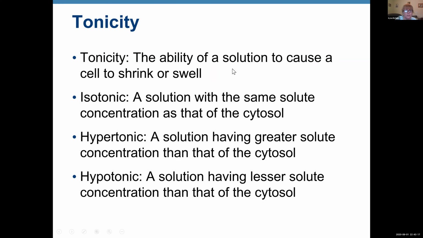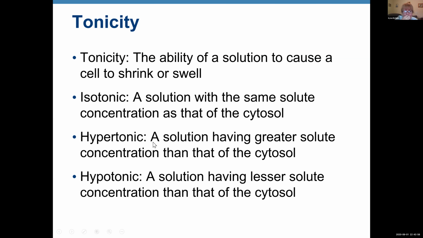Now, tonicity is the ability of a solution to cause a cell to shrink or swell. There are different definitions for these solutions. Here, we relate these definitions to cells and extracellular fluids. So isotonic is a solution with the same solute concentration as that of the cytosol of a cell, right? Your cells are surrounded by fluids. So when the cytosol inside and the tissue fluid are isotonic, we don't have a change in cell shape.